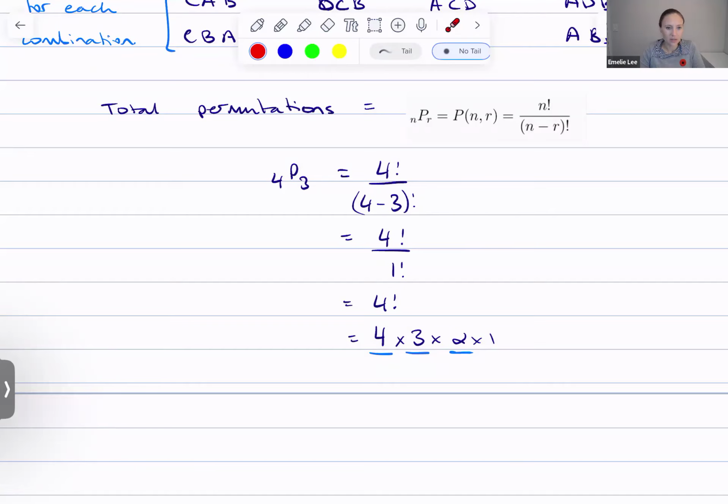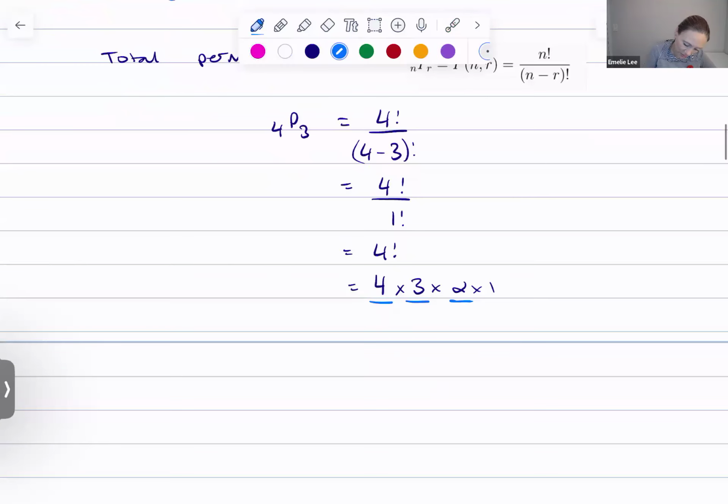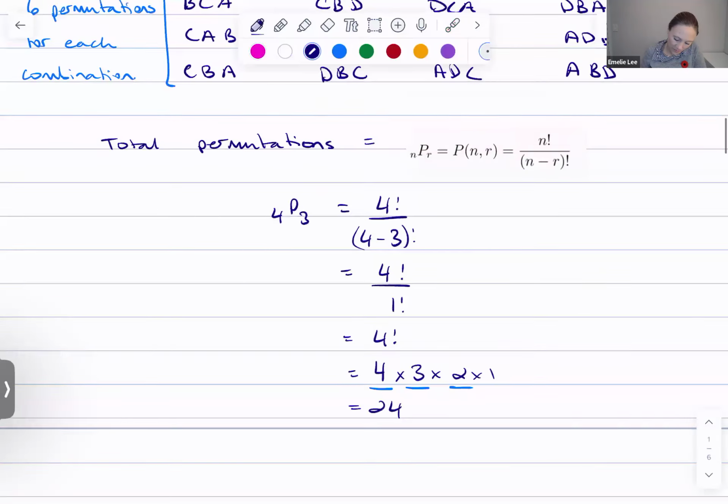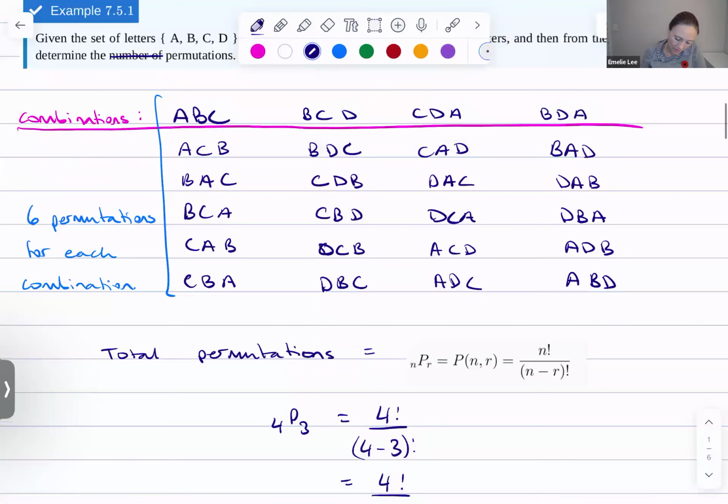Which is 4 factorial. See if you have a factorial button on your calculator, and you'll find it should be 24. A lot of calculators have a factorial button.